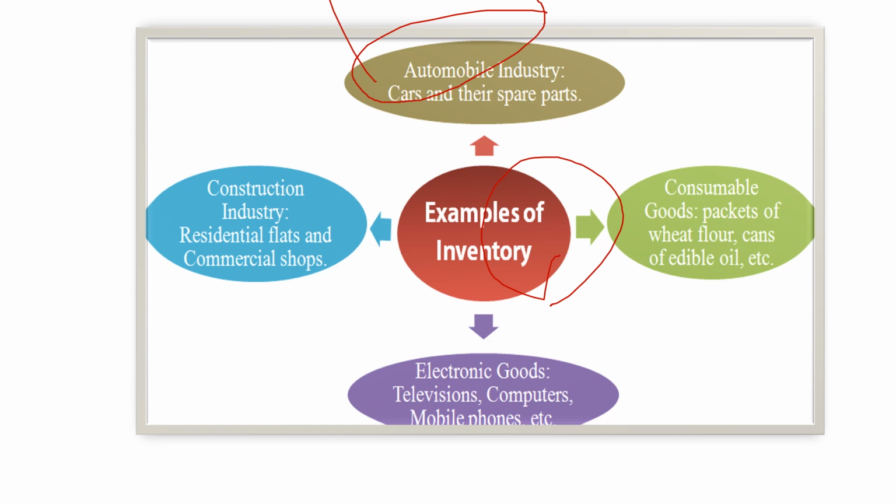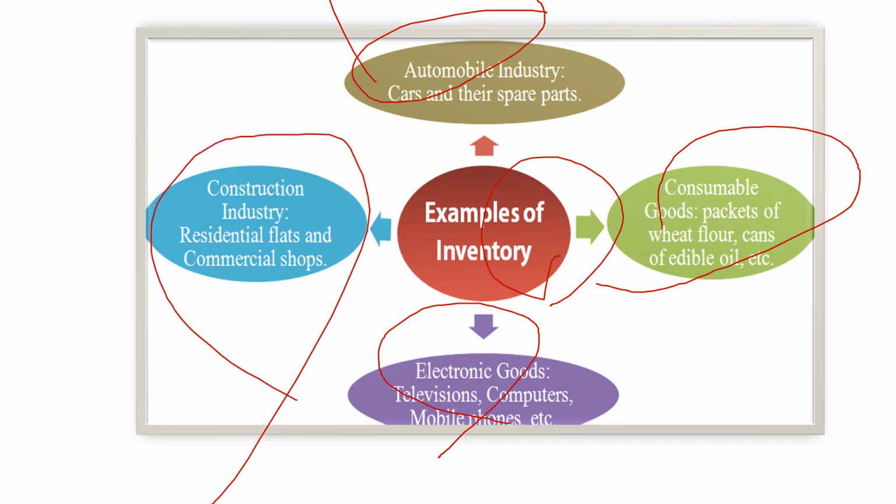Then we talk of the food industry. Obviously, the inventory will be packets of wheat flour, cans of vegetable oil, that is edible oil. Then we talk of electronic goods. Obviously, we have televisions, computers, mobile phones, etc. If we talk of the construction industry, cement, your residential flats, raw materials required to make those flats, and commercial shops are included in that. So all these vary according to the type of business the company is engaged in.